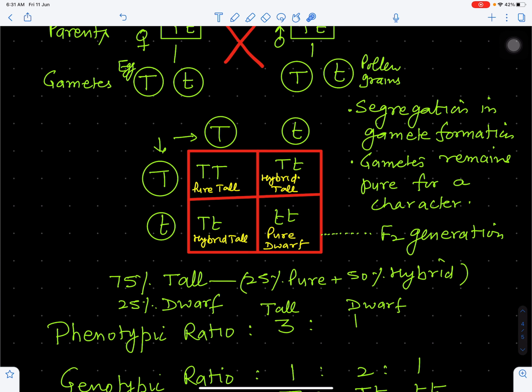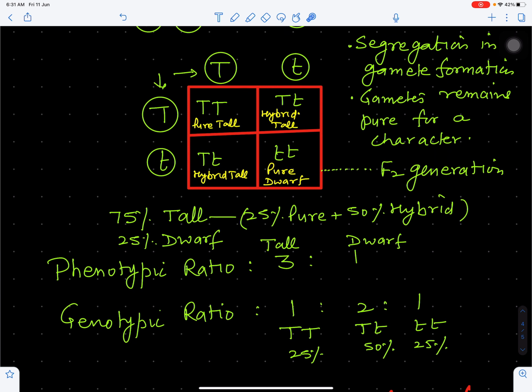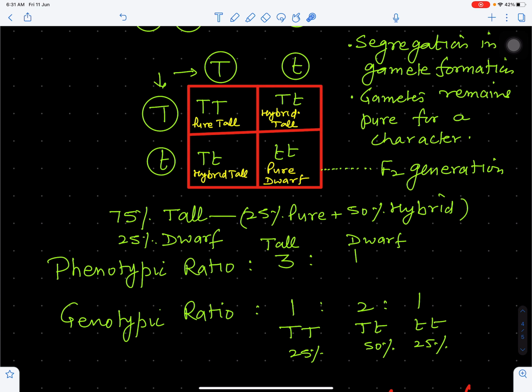In this case we can see we have 75% tall, which has 25% pure and 50% hybrid, and we have 25% pure dwarf. Now phenotypic ratio: phenotypic is what we observe externally, morphologically, and this is called the phenotypic ratio. Now we have 3 tall and 1 dwarf, so the ratio will be 3:1.